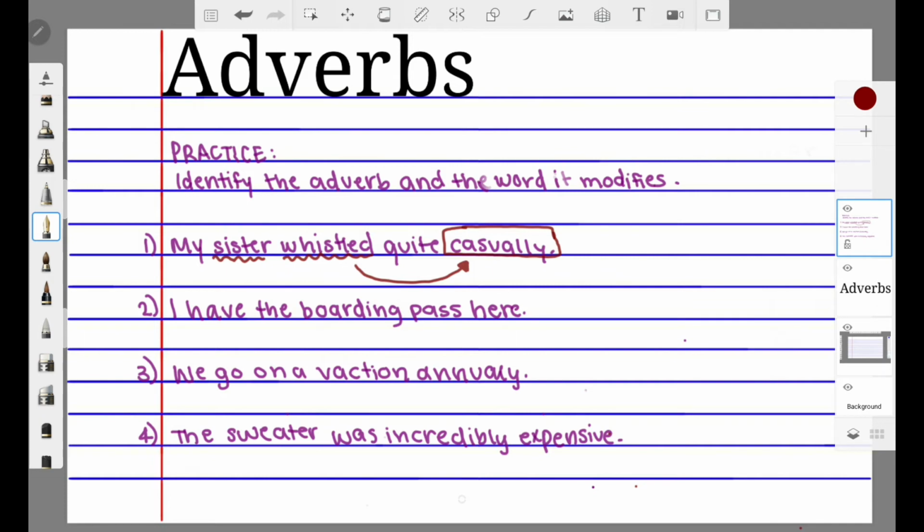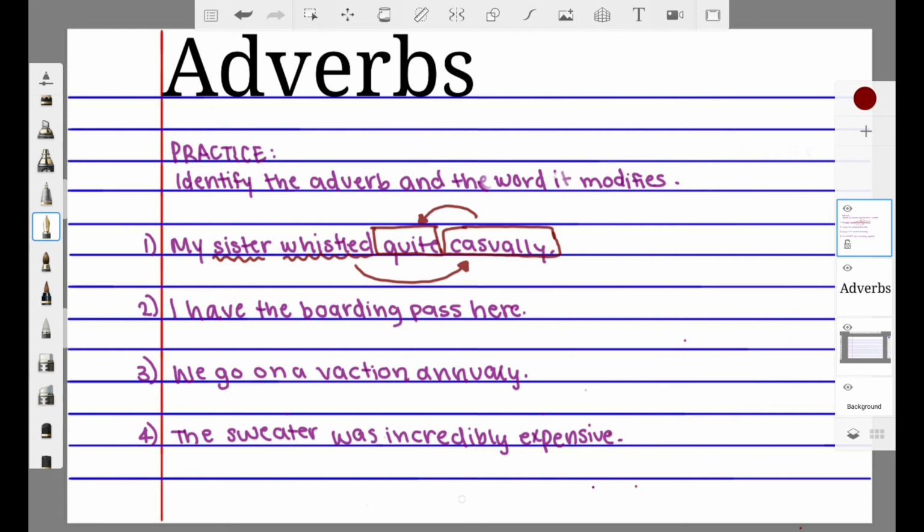And now we have to look for any other adverbs that can be modified by this adverb. Casually is modified, actually, by quite, because quite is telling to what extent it was casual. Quite is modifying casually. So your two adverbs are quite and casually. Quite modifies casually, and casually modifies whistled.